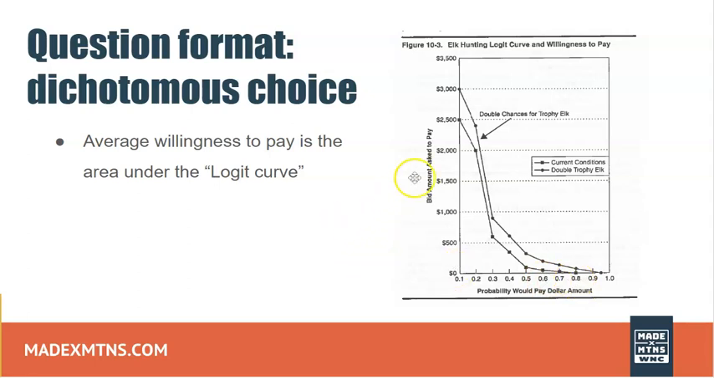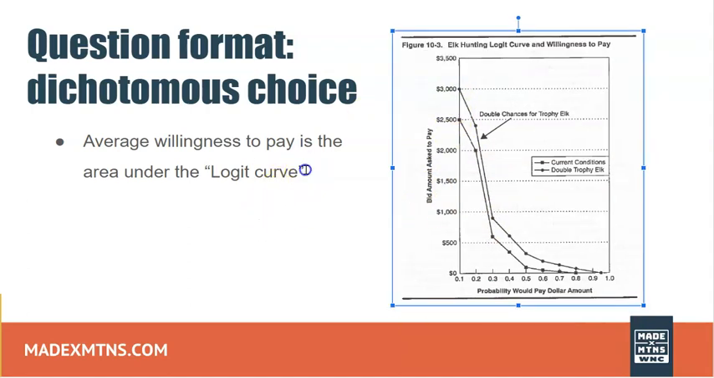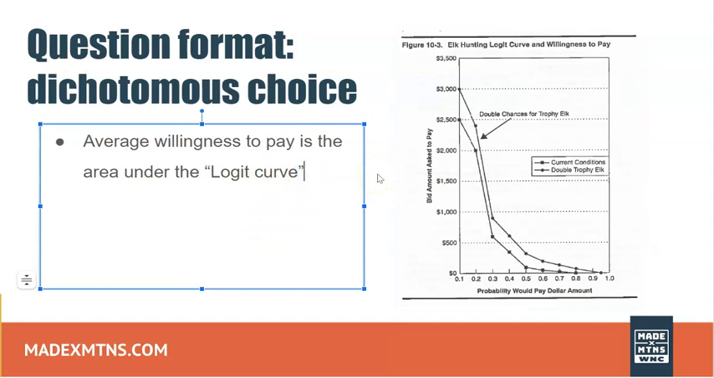Okay, and the area under this line, the geometric area under this line, is the willingness to pay estimate. Okay, it's more difficult to estimate that, but it's not all that difficult to do so. Okay, and we'll talk about this double chances for trophy elk. We'll talk about that in the next video.